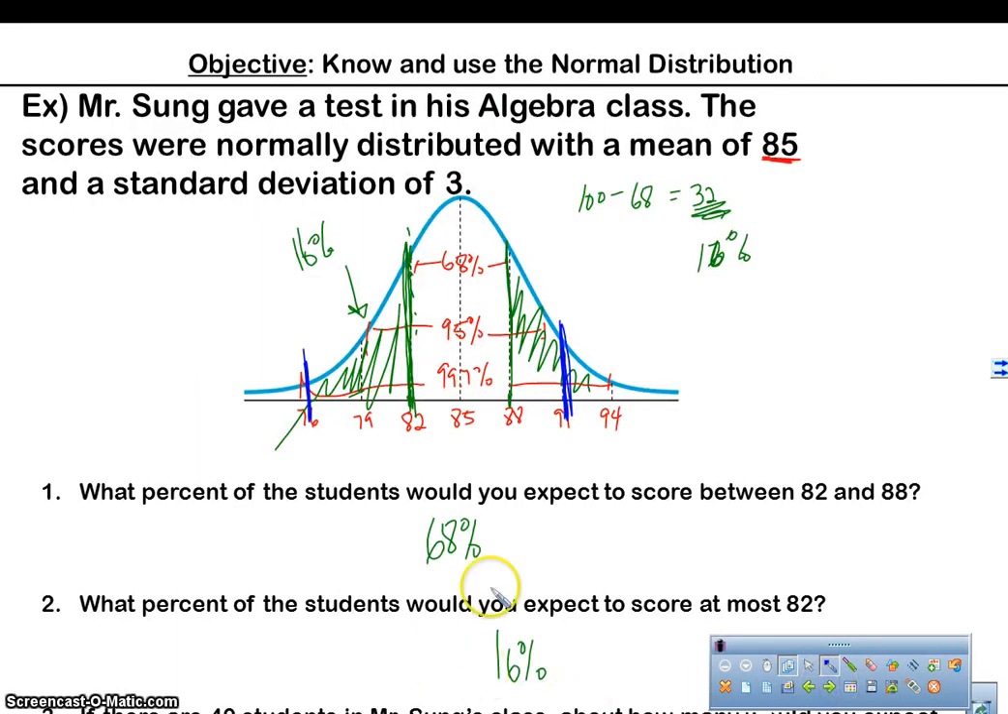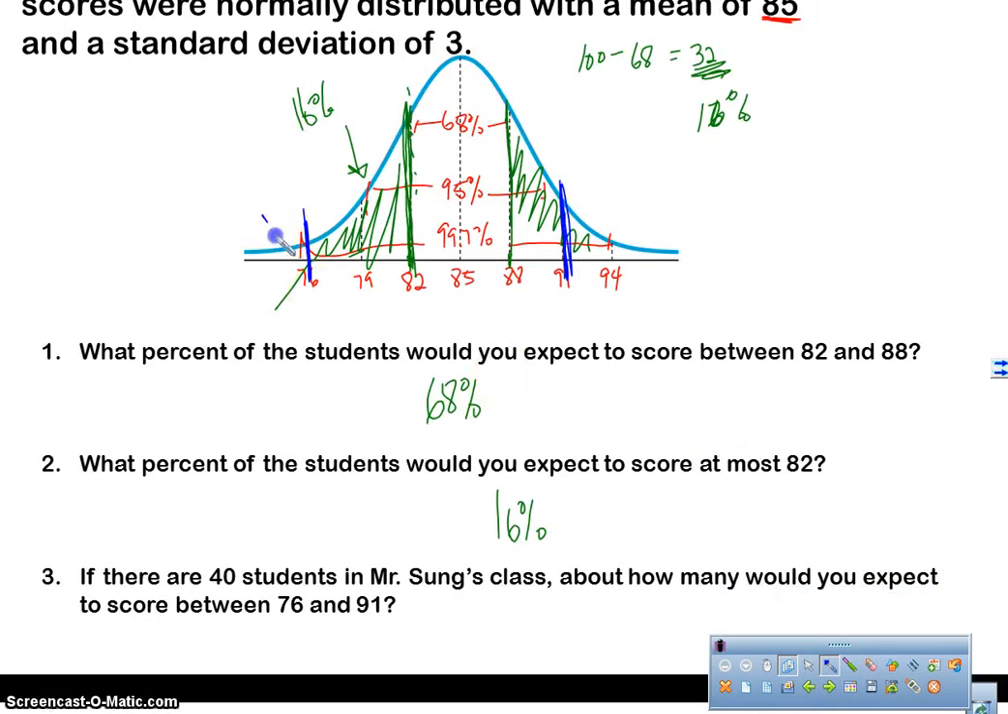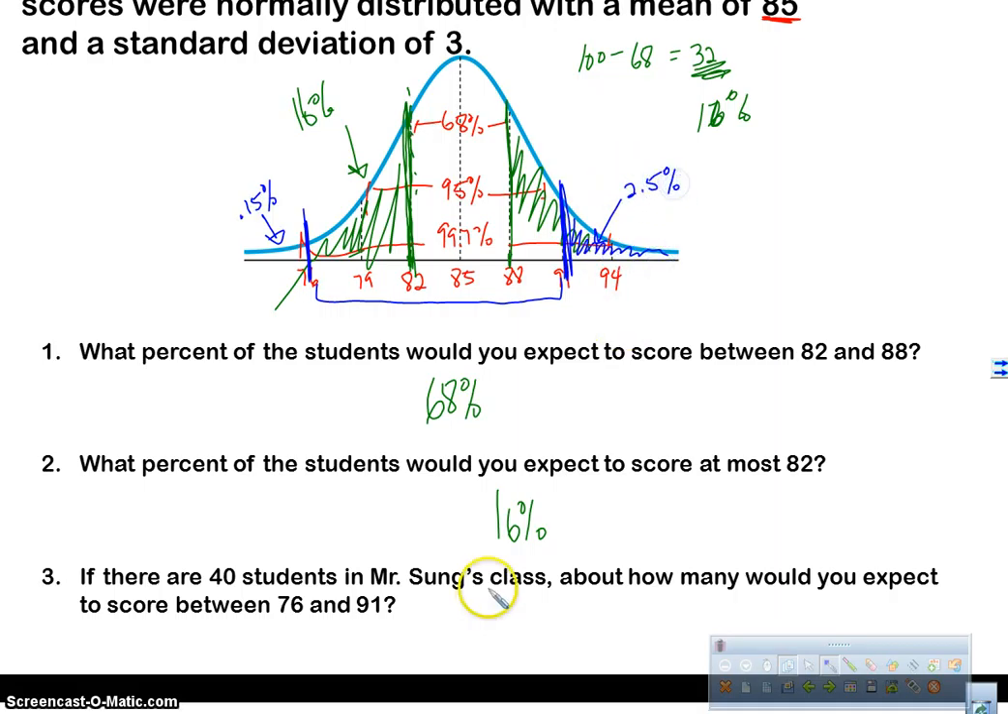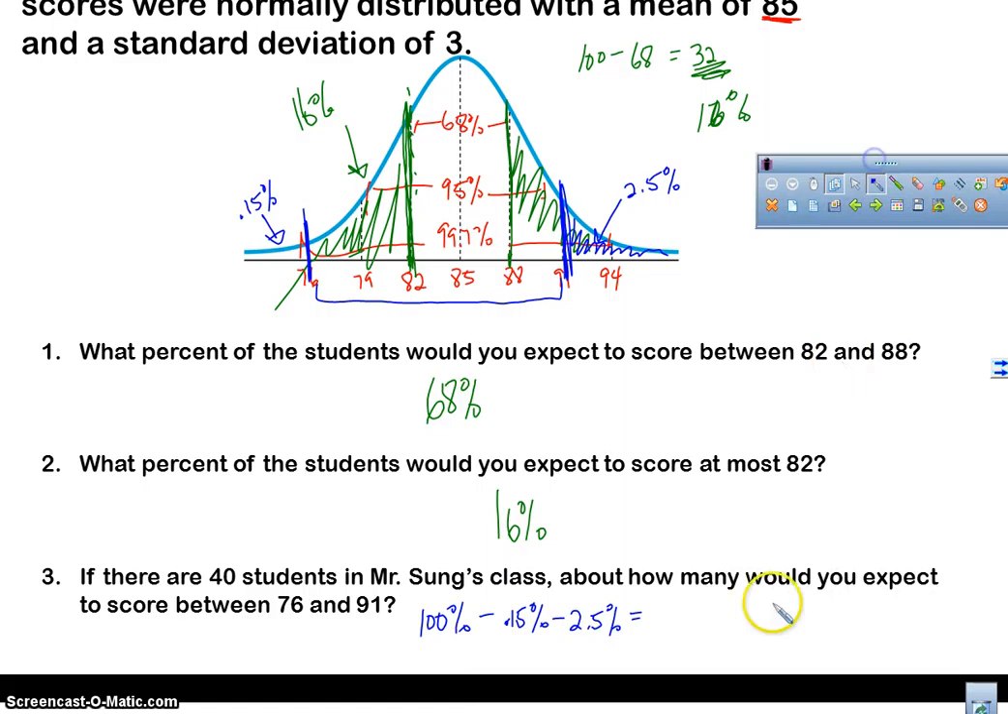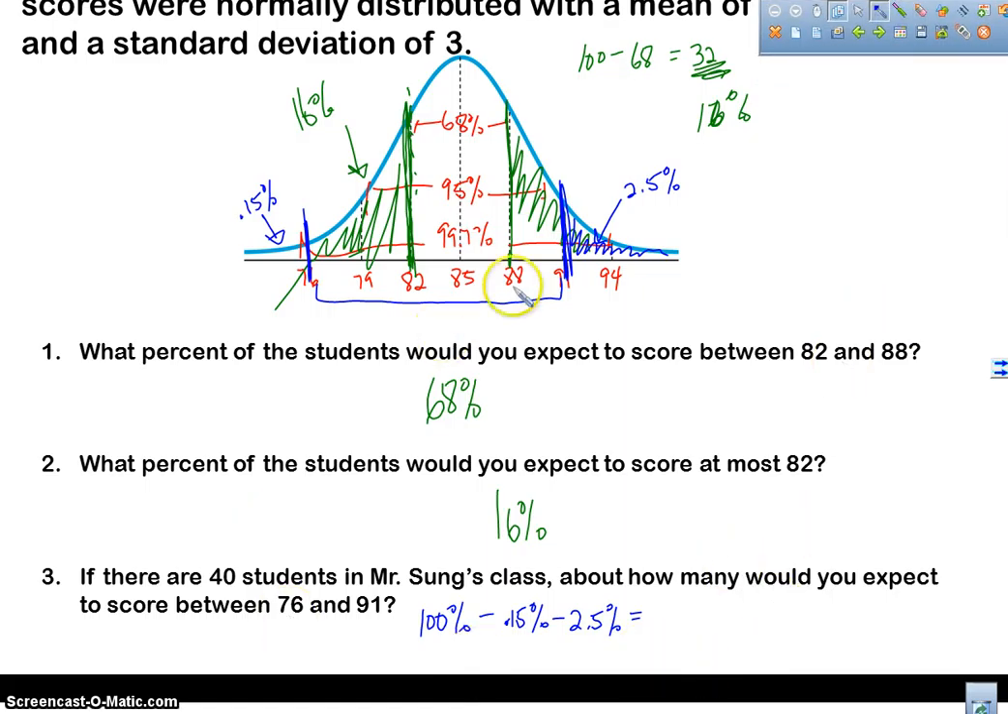So we'll go back here, and we'll label the parts that are missing, so we can figure out the pieces that we need here. All right, we know that this is 0.15%. This whole section, these two, and we add it up together, that's 2.5%. So what we need to do is take 100% minus 0.15% minus 2.5%.